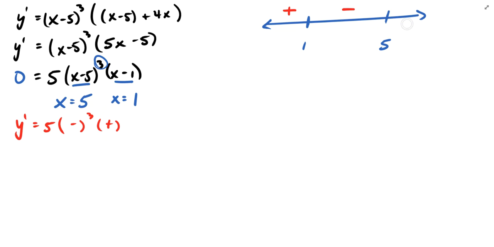And then lastly, if I pick a value bigger than 5, well, that's going to give me a positive number in this region. And a positive number cubed times another positive number times 5 will also leave me with a positive result.